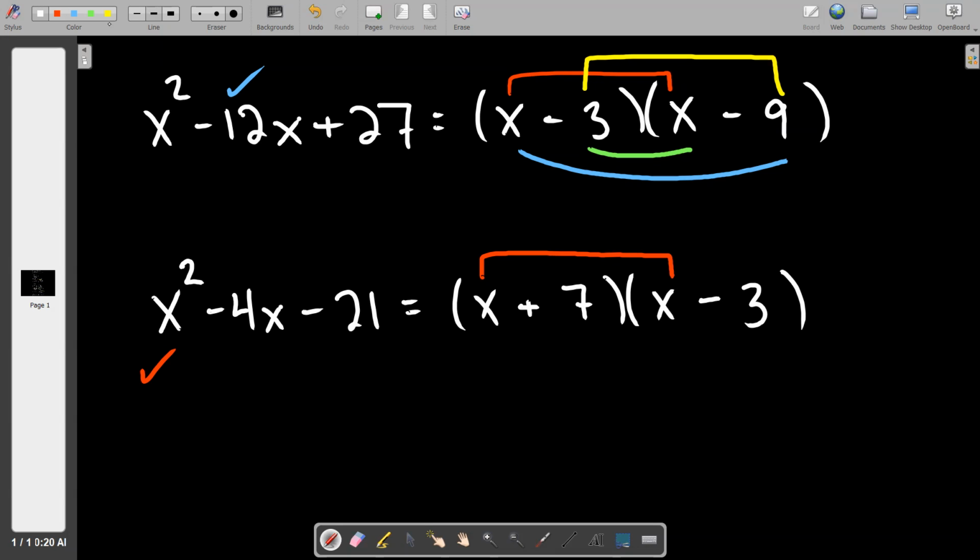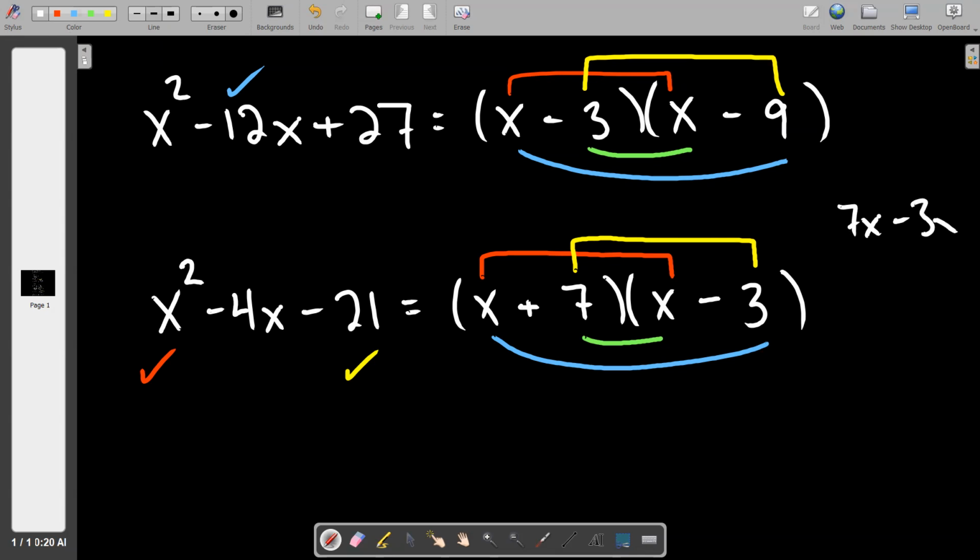Yeah. So this really drives the point home that doing the red and the gold doesn't earn you squat, because we have passed the red with flying colors, x squared, yay, and our yellows make negative 21, yay, but what does green make? What does blue make? And what is 7x minus 3x? And I didn't want 4x.